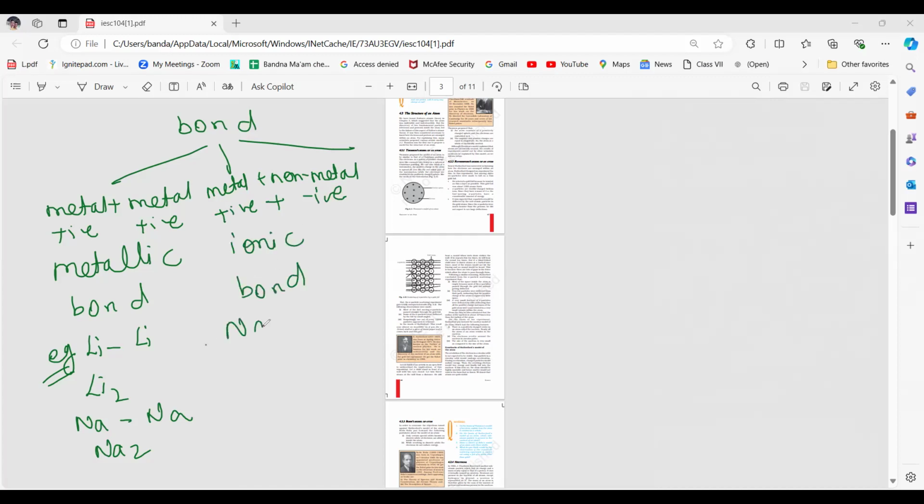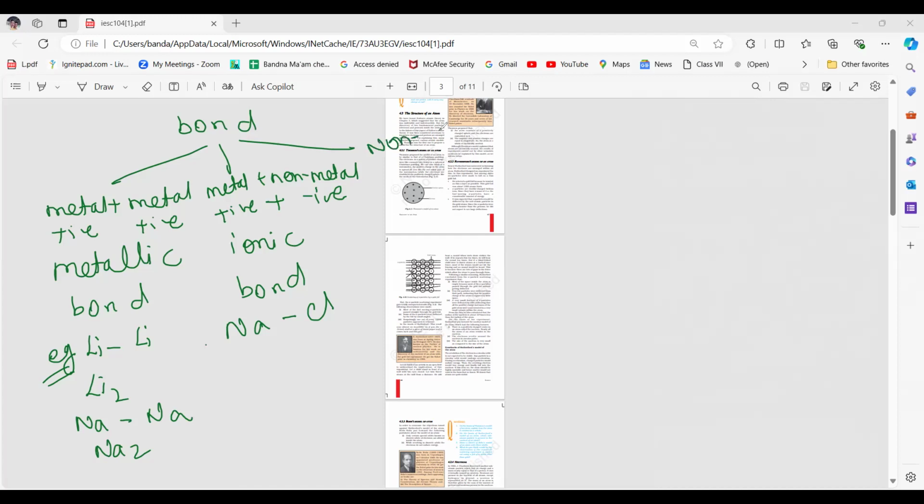Just like Na is a metal. Chlorine is a non-metal. You can see in the periodic table, it is written there. So it will become an ionic bond, NaCl. Okay? Now, the third bond is what?